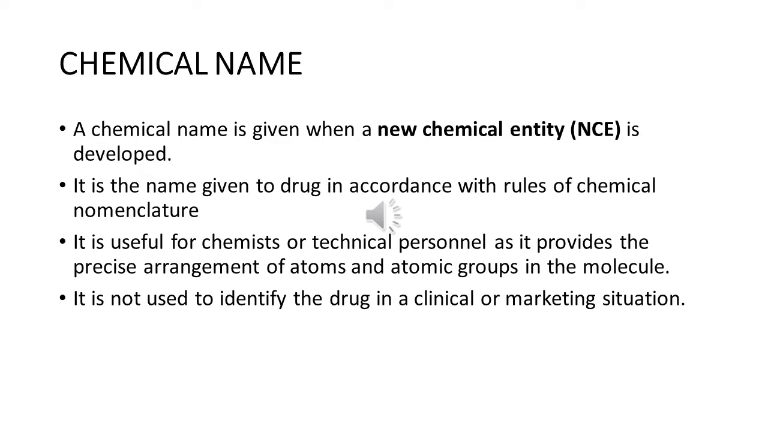Chemical name. Chemical name is given when a new chemical entity is developed. It is the name given to a drug in accordance with the rules of chemical nomenclature.